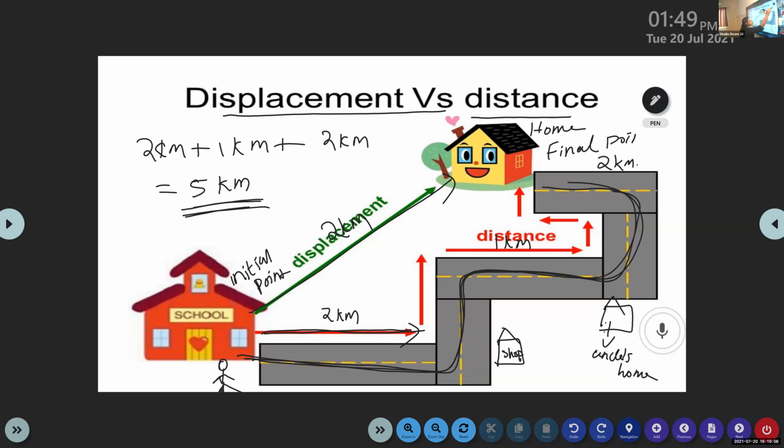So this is the difference between distance and displacement. In physics, normally all the students have a tendency to consider distance and displacement equal, but they are not equal terms. Distance means here we need to consider all the distance that is covered by the object, or all the path covered by the object. But in displacement, we are only bothered about the initial point and the final point. The shortest distance between the initial point and the final point is known as displacement. Okay, so that is the difference between distance and displacement.